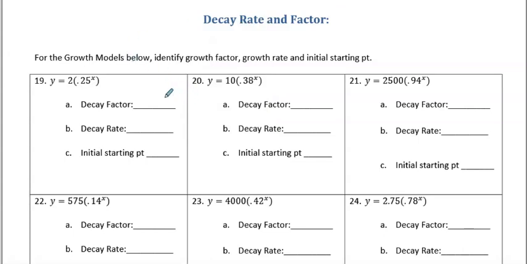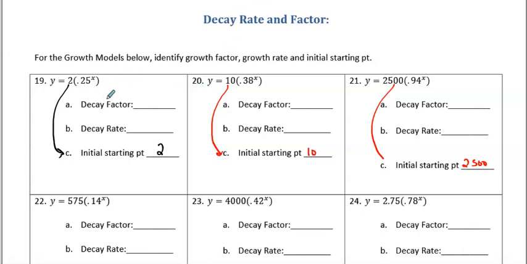So very similar to what we did before, right? So we have y equals 2 times the quantity of 0.25 to the x power. Let's get this first 2 out of the way. That's my initial starting point, right? There's my c. That's not going to change for any of these, right? So that's all 10, and then the 2500, right? That's not going to change. That's always going to be my initial starting value. So let's get that out of the way.